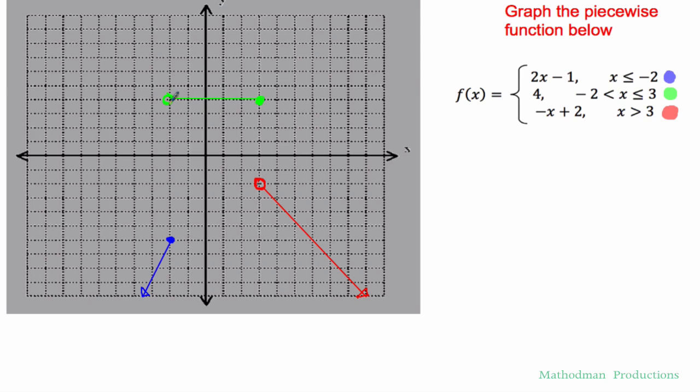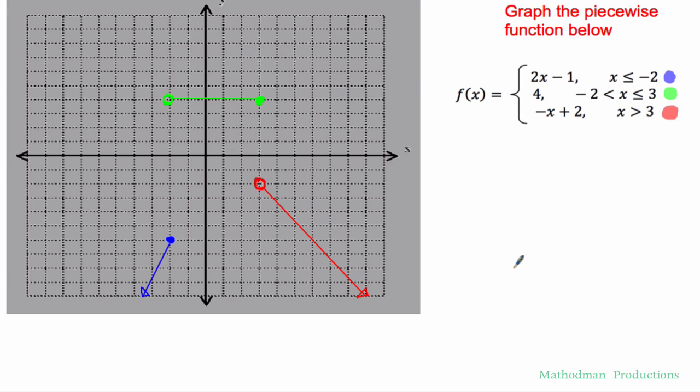Open circle right here because this doesn't have an equal sign under it. Closed circle right there because this one has the equal sign under it. Then the last part, I graph -x plus 2, and then I erased all the parts that do not suit this interval right here. Open circle again, because that doesn't have an equal sign under it.